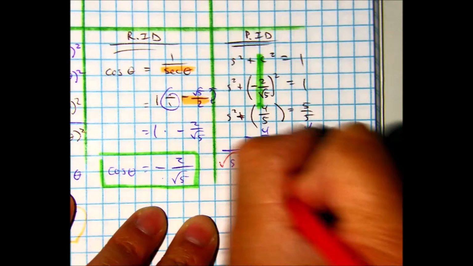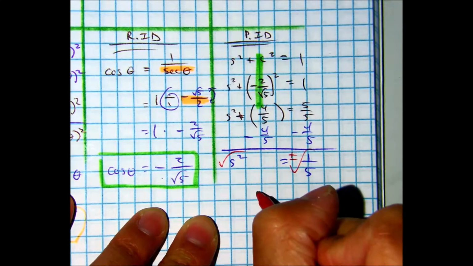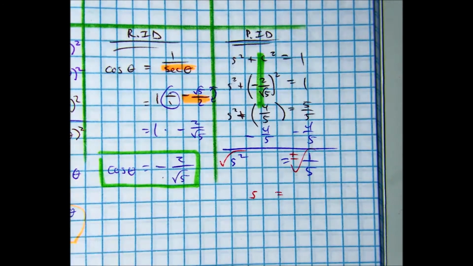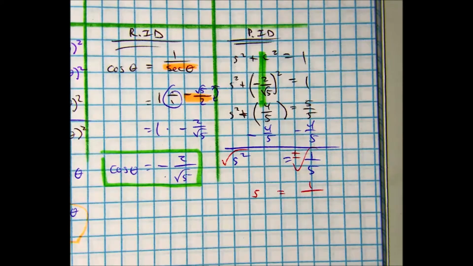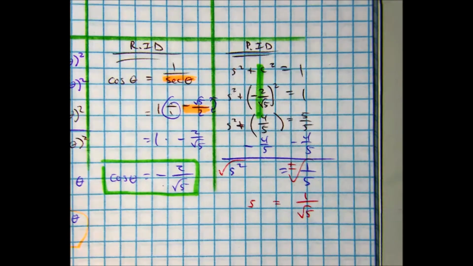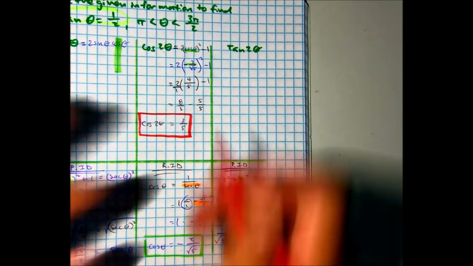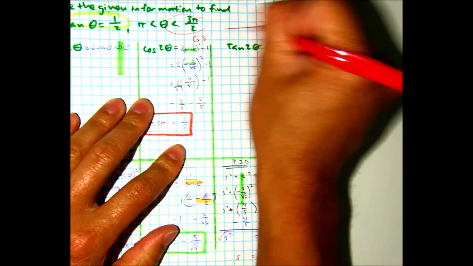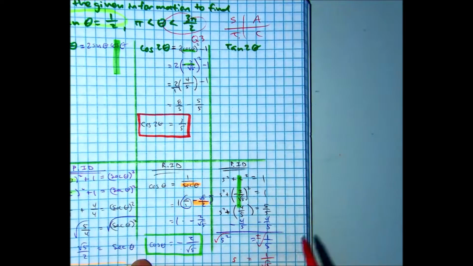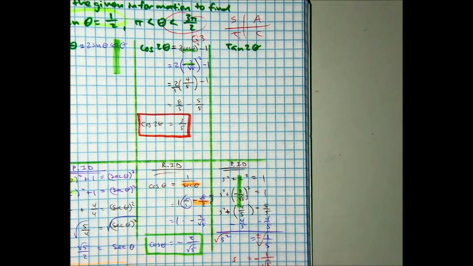Take the square root, it's plus or minus. Sine equals square root of 1 is 1. Square root of 5 is radical 5. And it'll be positive or negative? Why? Because in quadrant 3, all students take calculus. Quadrant 3, it should be negative. Right?